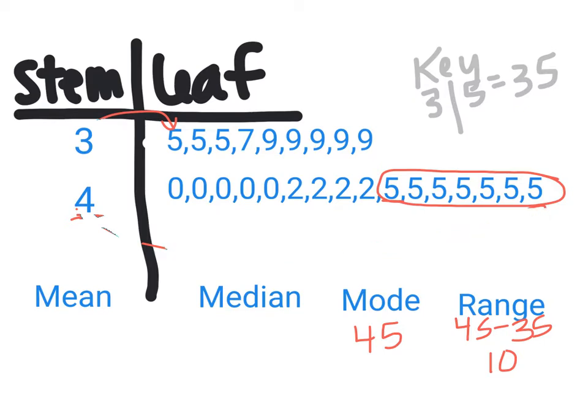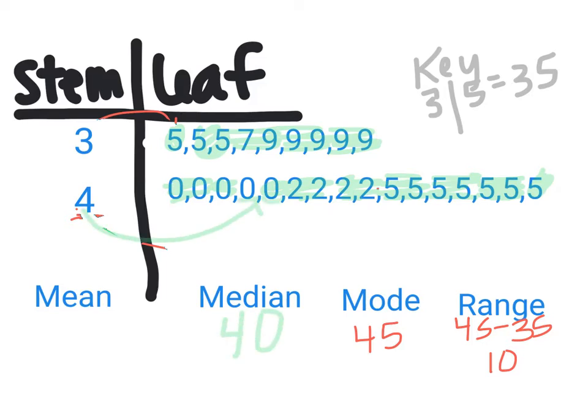Okay, my median is still my middle number. So I'm going to look at crossing off these numbers as I go. My lowest is this 5, and that crosses off with that 5. I have 2 more 5s down here, cross off with 2 5s over there. 7 and 9, 2 more 9s. 9 and 9, 2 more 5s. 9 and 9, 2 2s. 2 zeros, 2 2s, a 0 and a 0, leaving me with 40 in the middle.